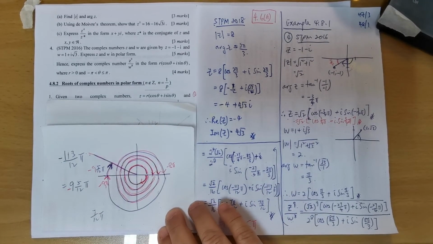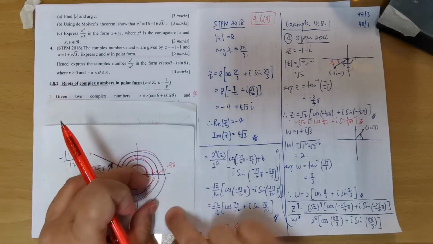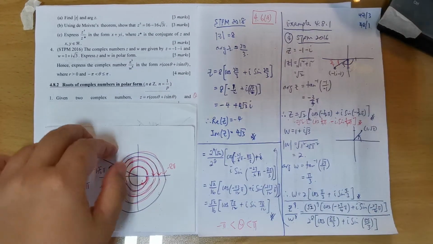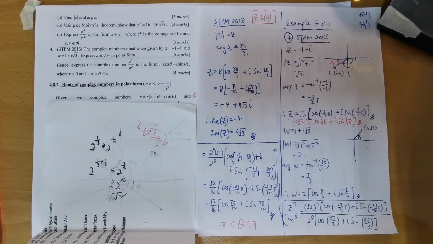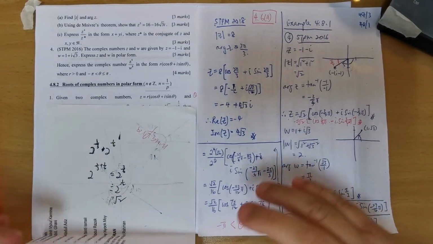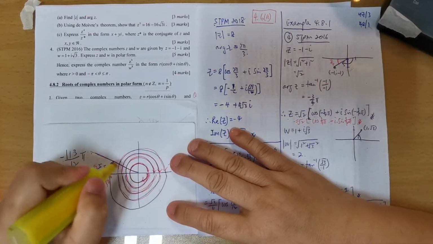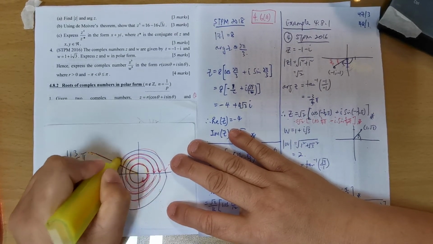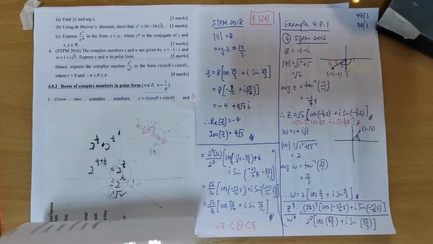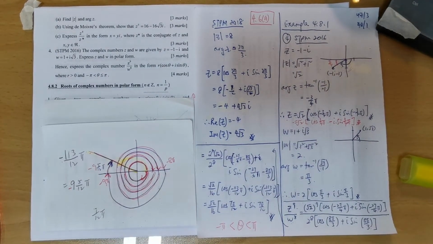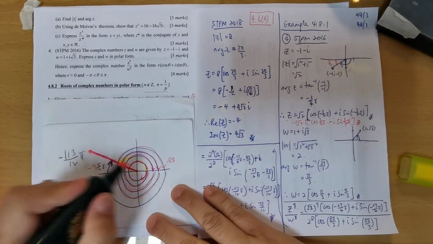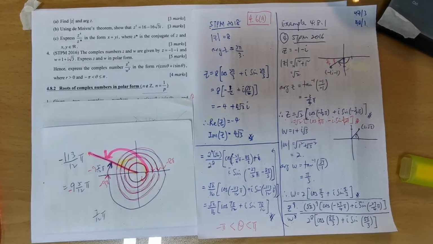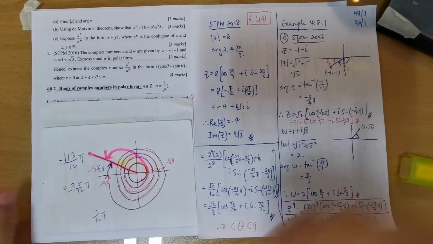But we know that our angle, like just now what we said, must be between negative pi and pi. So it means that the argument for this new complex number is supposed to be from 0 to this line. Can you see? Okay, cannot see. It's supposed to be from 0 to this line. So this is the argument for the new complex number.